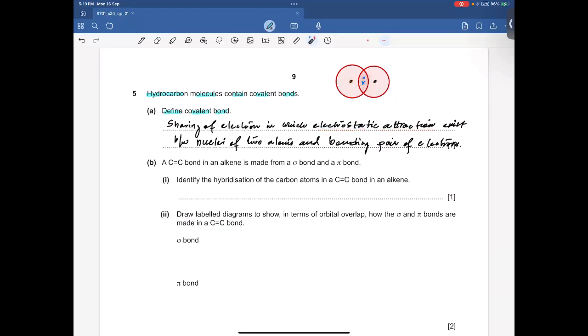All right, always remember. A carbon-carbon bond in an alkene is made from a sigma bond and a pi bond. By the way, a sigma bond is always formed through head-to-head overlapping of orbitals, whereas a pi bond is formed through side-wise overlapping of orbitals. Let me write it again. A sigma bond is formed through head-on overlapping, also called head-to-head overlapping, whereas a pi bond is formed through side-wise overlapping of p orbitals, which is also called lateral overlapping.